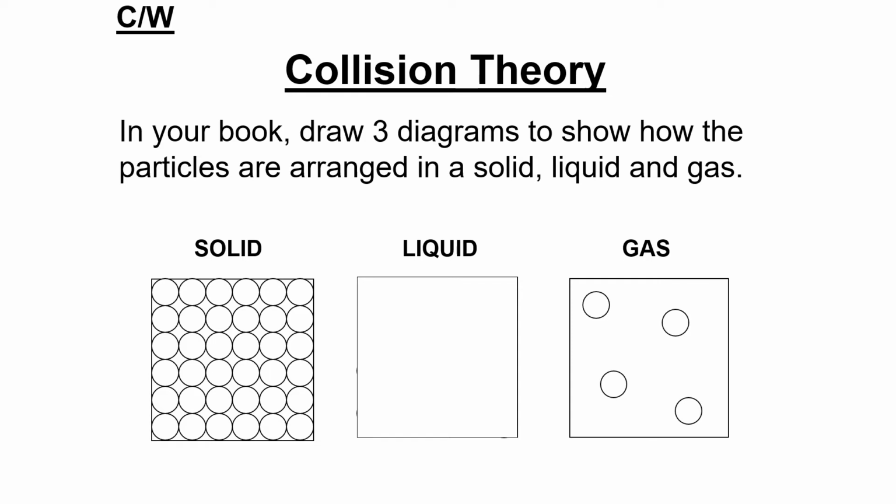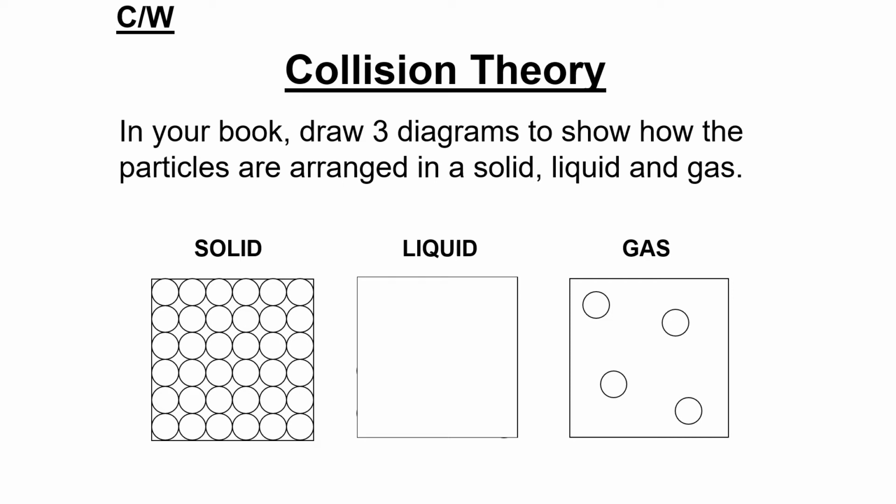Now the last diagram is the liquid, and this is the one that people tend to find really difficult. And a lot of people tend to draw something that looks like this for a liquid, which would actually be completely wrong. That is actually a condensed gas. Now some people might have drawn this for a liquid and that would still be marked wrong in an exam. So how do we draw a liquid?